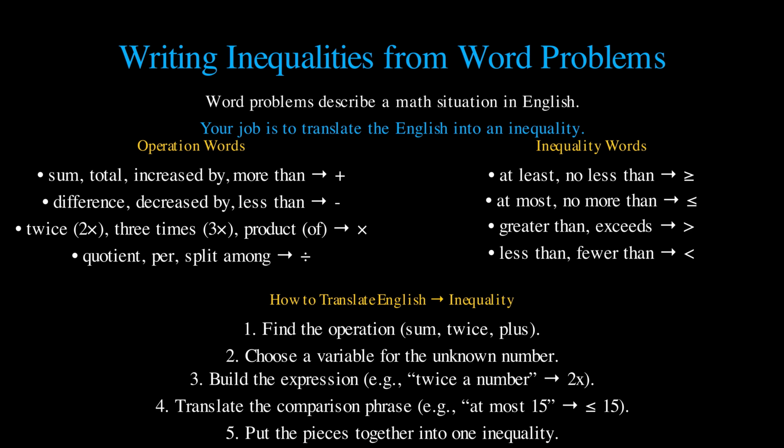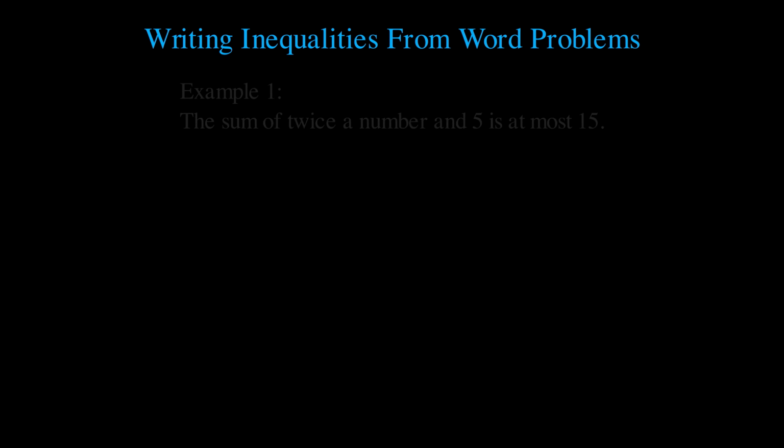Now let's talk about how to translate English into an inequality, step by step. First, find the operation words, like sum or twice. Next, choose a variable to represent the unknown number. Then, build the expression. For example, twice a number becomes 2x. After that, translate the comparison phrase like at most 15 into an inequality symbol. Finally, put everything together into one inequality. This process works every single time, so it's a great strategy to remember.